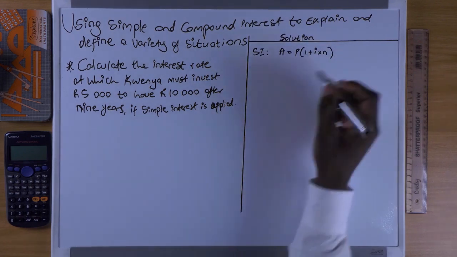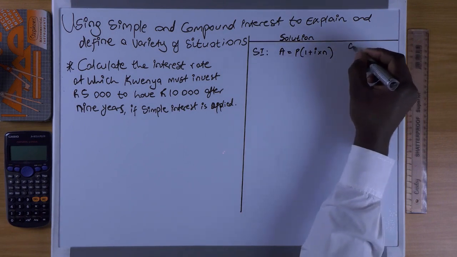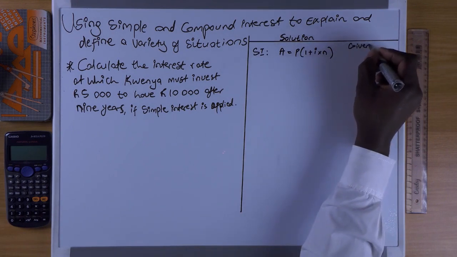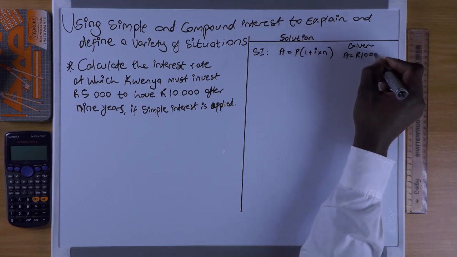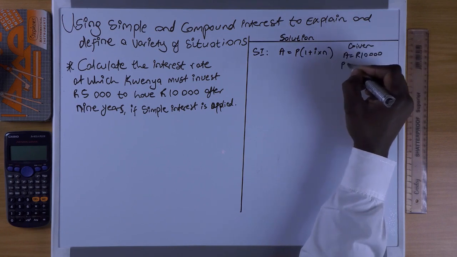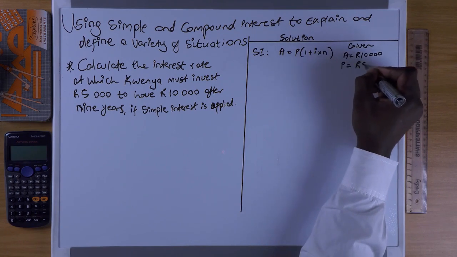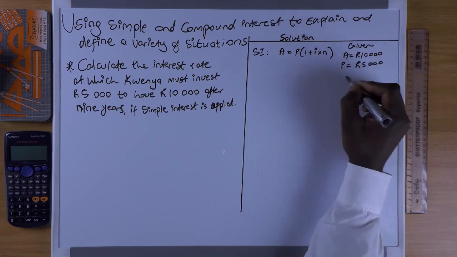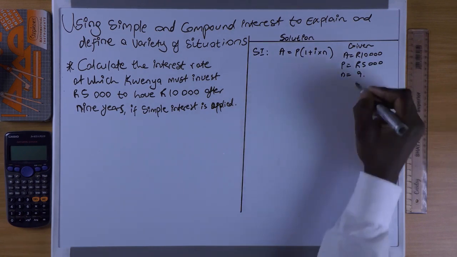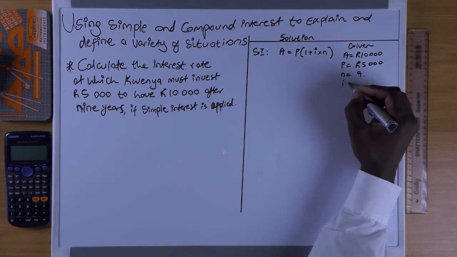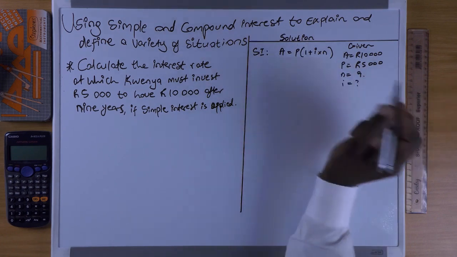There we go. So, let's write down what we're given. Given, you've got the final amount, which is A, equals 10,000 Rand. And then you've got your principal amount of 5,000 Rand. And you've got the number of years, which is 9. You need to find i. i is equal to unknown.